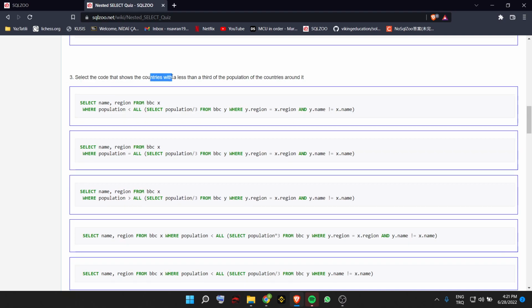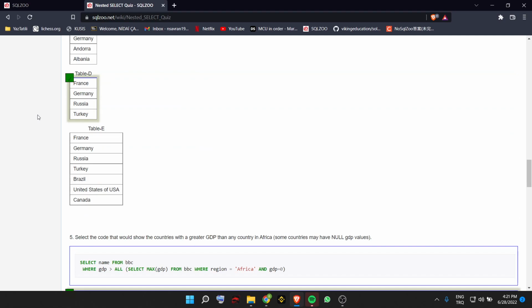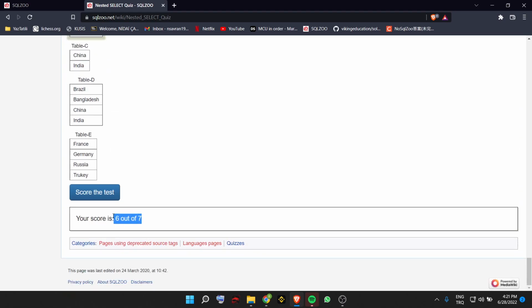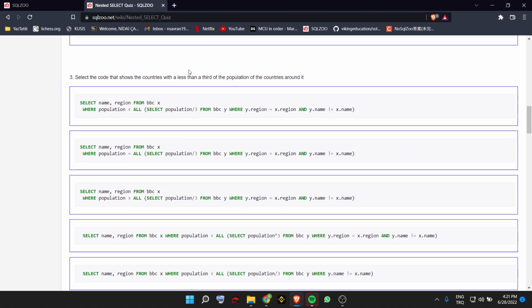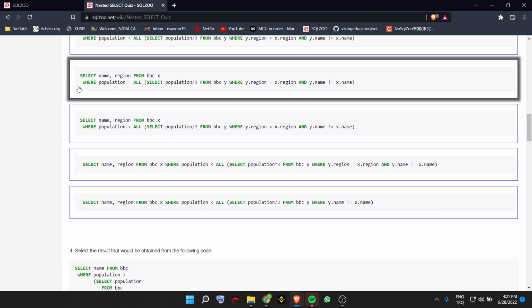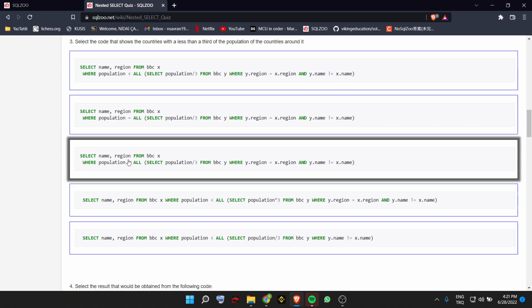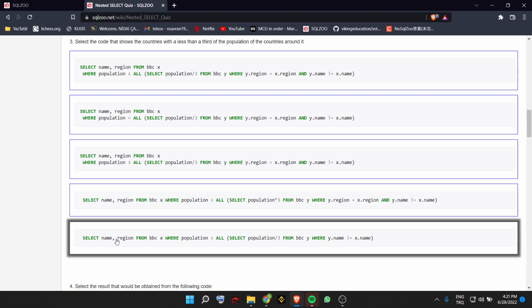Select the code that shows the countries with less than a third of the population of the countries around it. So it's similar. Oh, I didn't do this question. Okay, let's do that. I forgot that. Select the code that shows the countries with less than a third of the population of the countries. It's similar to the question we did. First, population is smaller than a third of, so it cannot be B, it cannot be C, and it cannot be D. It is either E or B.